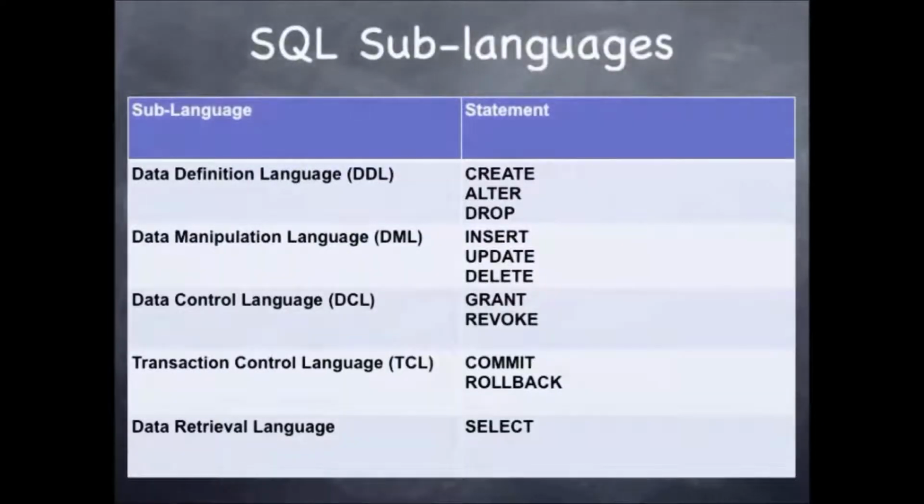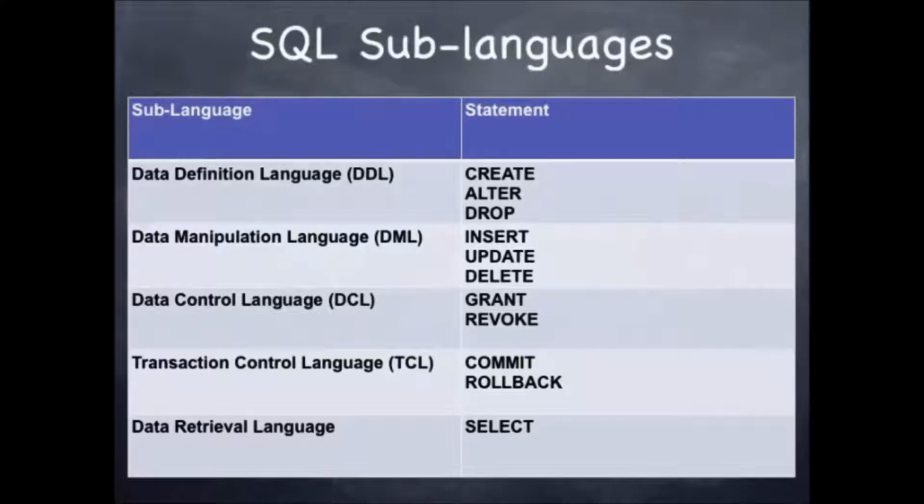Now, SQL has a number of sub-languages. The sub-languages are the data definition language, abbreviated as DDL, data manipulation language, abbreviated as DML, data control language, which is DCL, transaction control language, which is TCL, and the data retrieval language. What you also have on the right side of this table are the different statements that form the sub-language. For instance, the create, alter, and drop SQL statements are all part of the data definition language. They allow you to define an object.